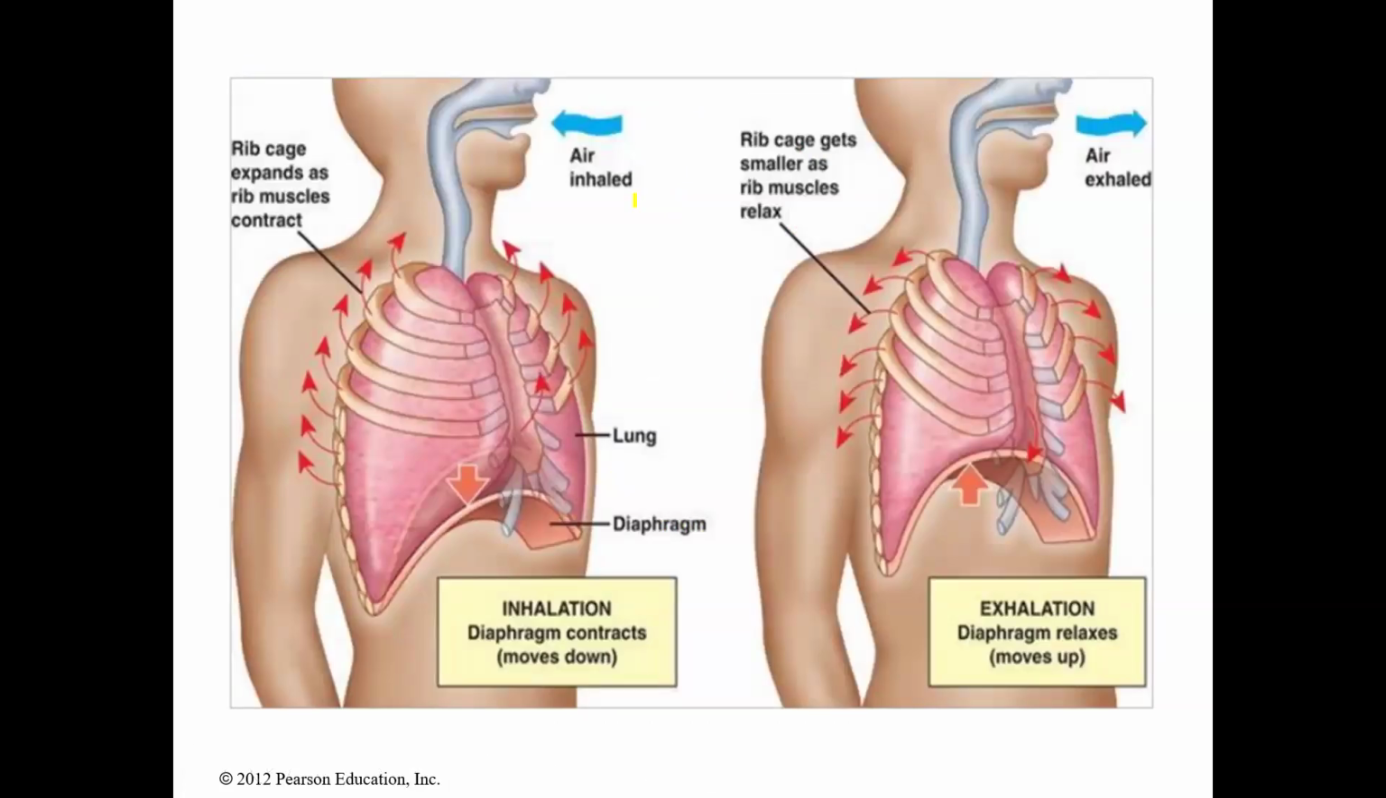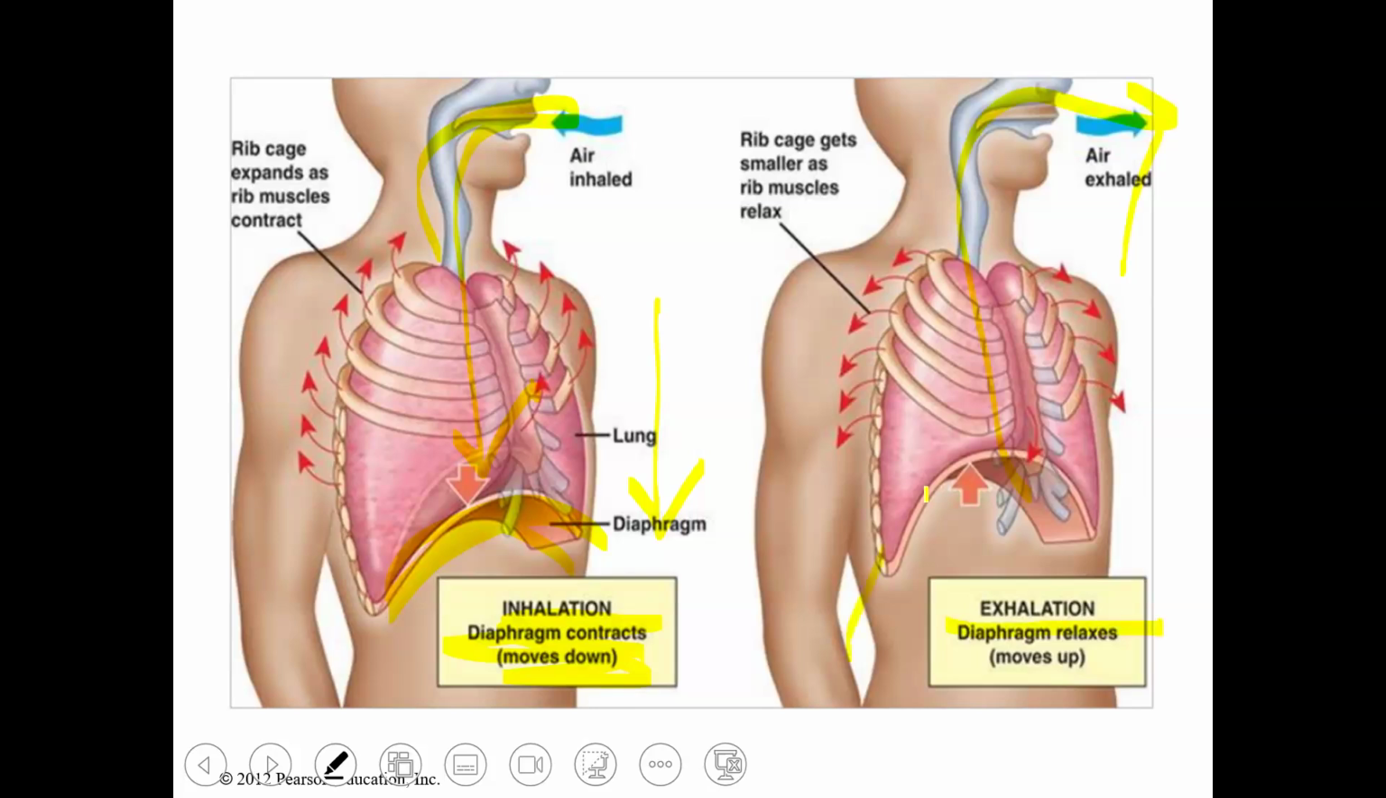So when we inhale, a little reminder here on mechanics, air is inhaled because of negative pressure breathing. We're going to see the diaphragm contracts to move down. Okay. And that's how air rushes in. Okay. Air is exhaled when the diaphragm relaxes and it moves up.